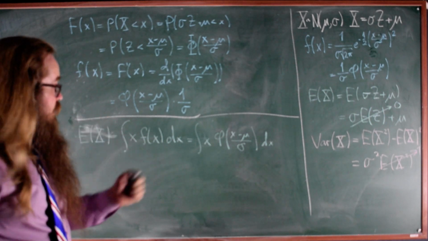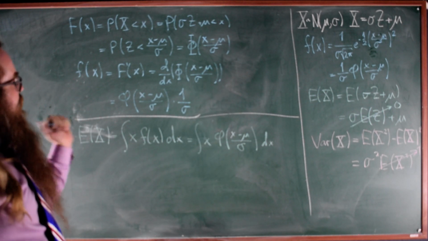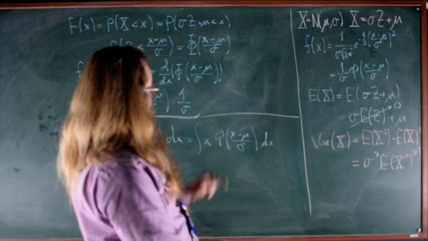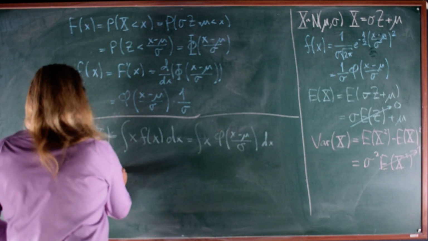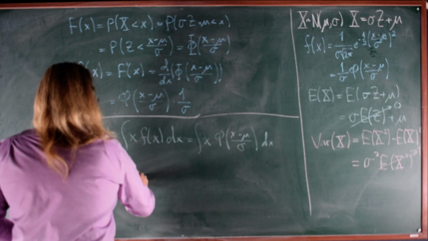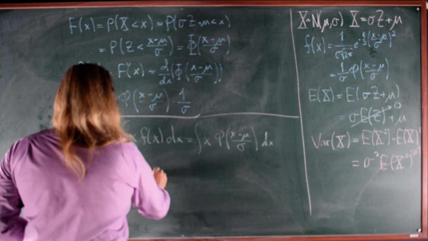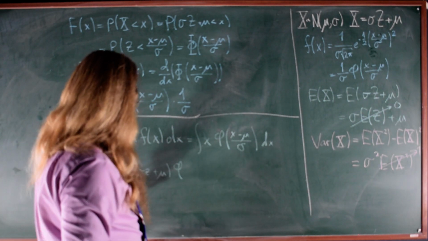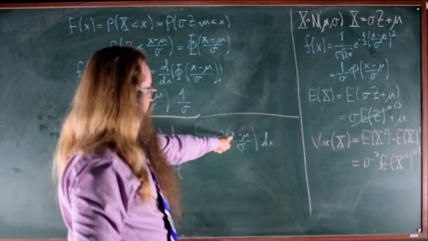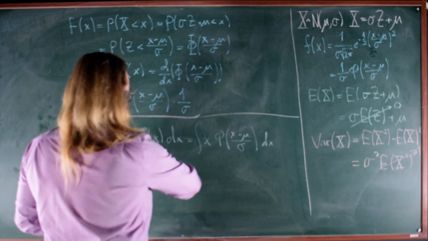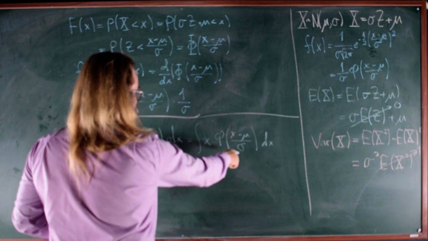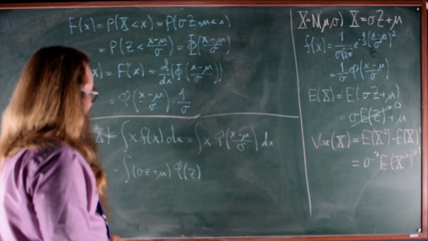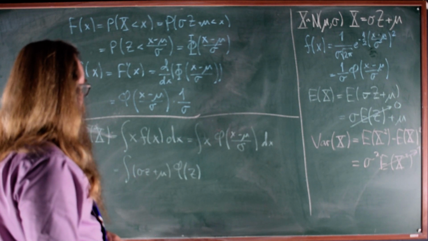Now I make a change of variables. I say x is the same as sigma times z, small z, plus mu. All right. So what I get here is the integral of sigma z plus mu of phi. And if I put this into this where the x is, the mu's cancel, and then I divide by sigma, and what I end up with is dz. Isn't that absolutely gorgeous?